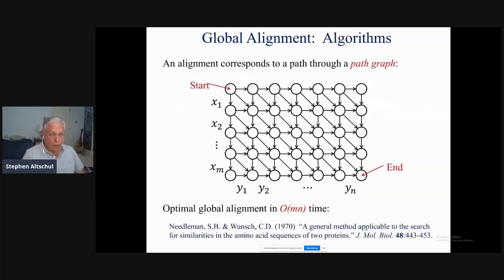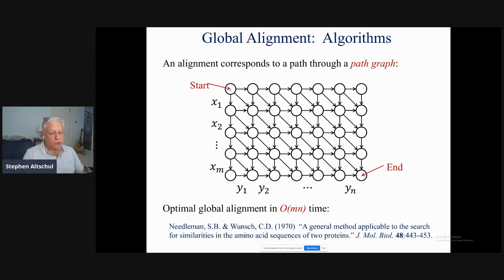For the global alignment problem, the first really published algorithm in this field was that of Needleman-Wunsch in 1970. And they observed that if you had a structure like this, which is called a path graph, where you wrote one sequence down the side and one across the bottom, then a path starting at the upper left and ending at the lower right would correspond to a global alignment. And you could change the problem into what is the best scoring path through this path graph.